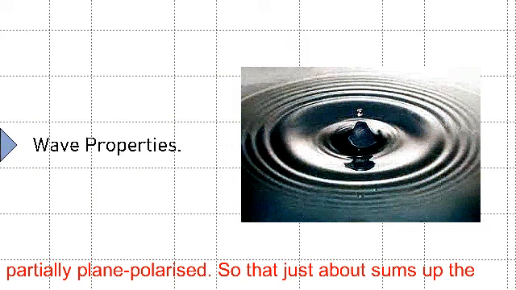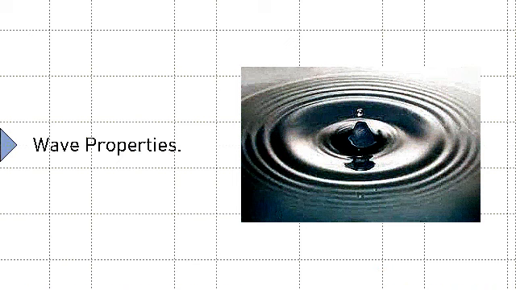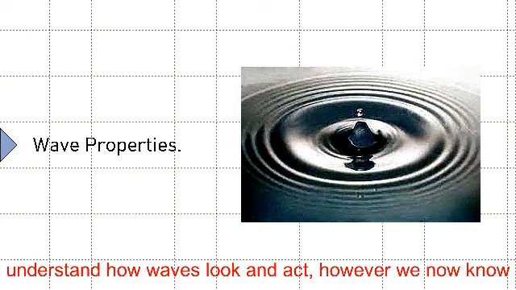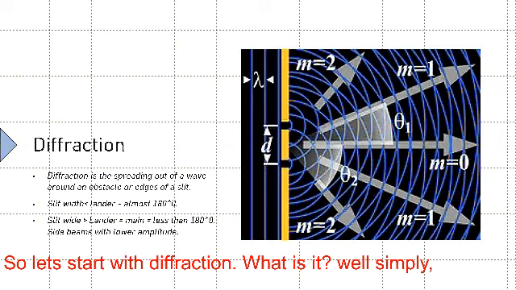So, well, that just about sums up the nature of waves, I guess. So let us move on to wave properties. To start understanding the properties of waves, we first need to understand how waves look and act. However, we now know this as we've gone through the nature of waves. So, let's start with diffraction, shall we?